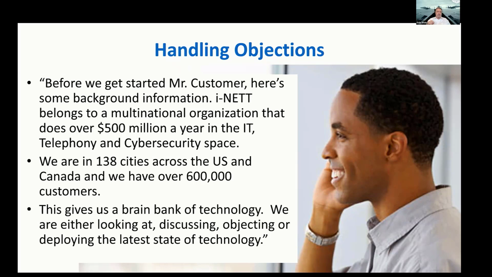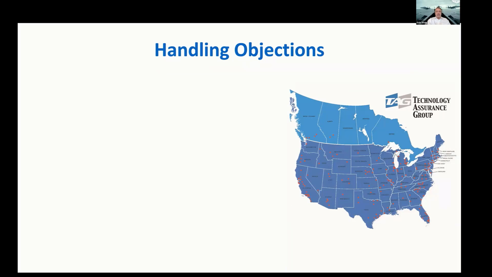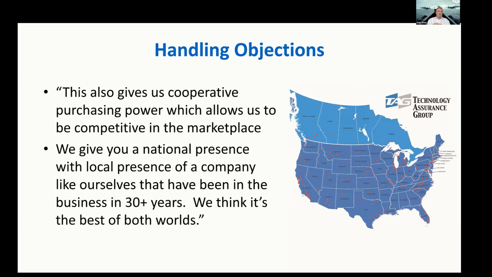This gives us a brain bank of technology. We are either looking at, discussing, objecting to, or deploying the latest data technology. It's one of the strengths we have in the group of companies across Canada and the United States. It also gives us cooperative purchasing power, which allows us to be competitive in the marketplace. We give you a national presence with the mindset and the brain bank, with the local presence of a company like ourselves that has been in business in our community for 30 plus years. We think it's the best of both worlds.